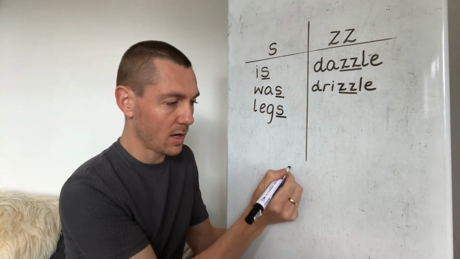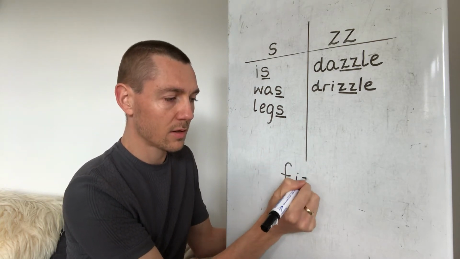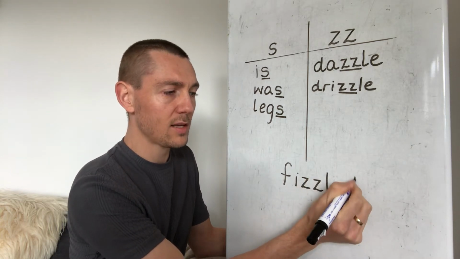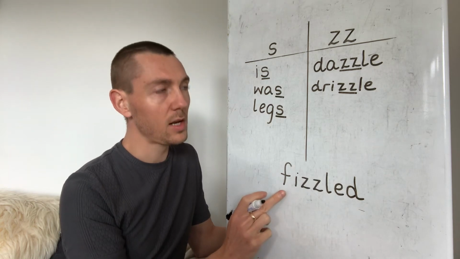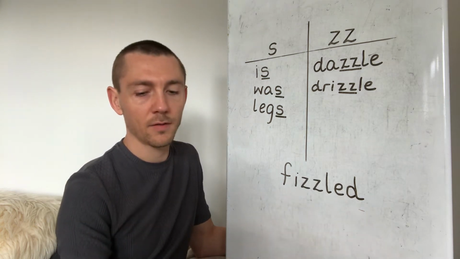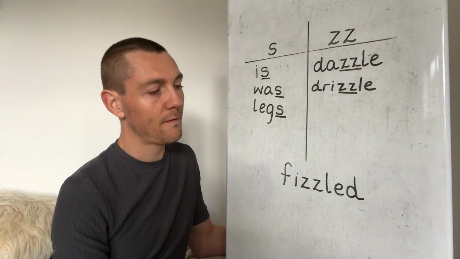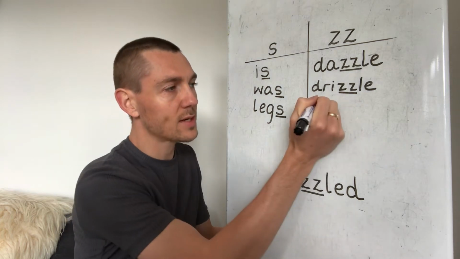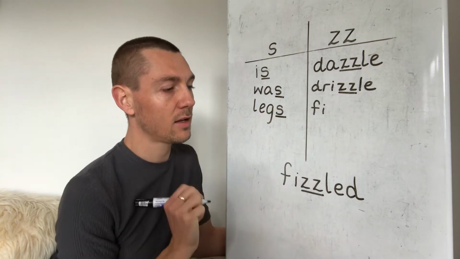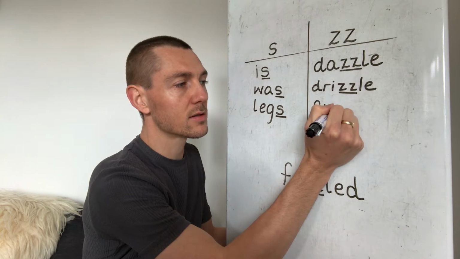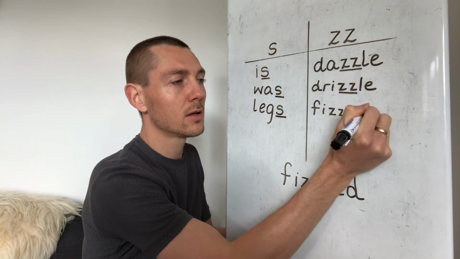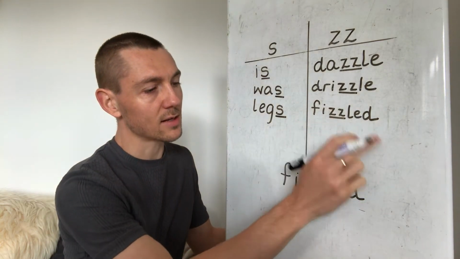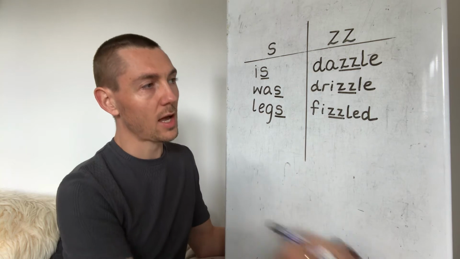So let's see if this word fits that pattern. Okay, the word is 1, 2, 3. Fizzled. Fizzled. And again, we've got the double Z spelling of Z, and we say fi, zuld, z, u, d. And it does, it fits that pattern. The first sound of the second syllable, right in the middle of the word there.